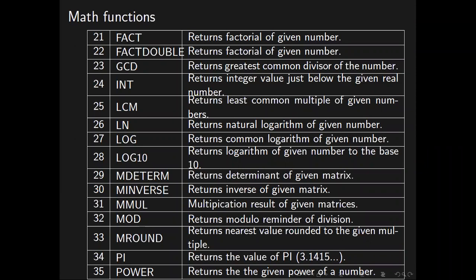We'll start with the 31st function in math functions. Up to now, we have covered up to 30 functions in math. The last two, MDETERM and MINVERSE, were related to matrices: matrix determinant and matrix inverse. M stood for matrix.